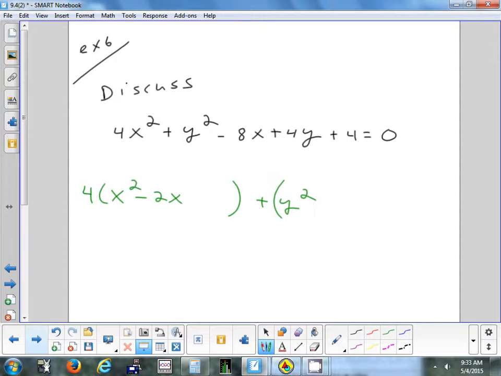So it's y squared plus 4y. Okay, and move the 4 to the other side. Okay, notice I left a little bit of space at the end of each of the trinomials. That's because we're going to add a number to both of them to complete the square. Okay, anyone remember how you find that number you add?